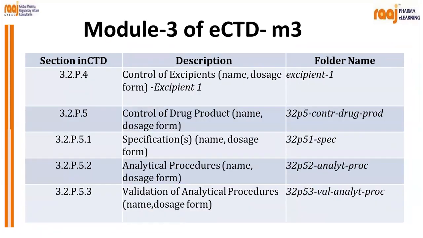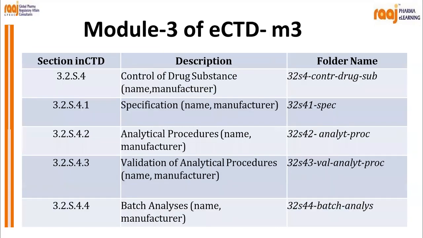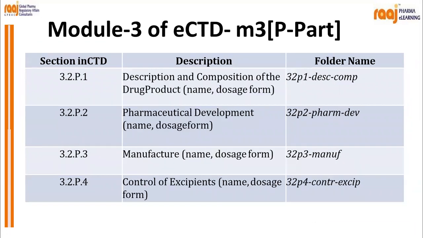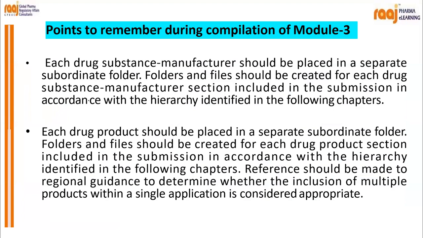So pretty clear. Now again I am repeating this, Module 3. Module 3 is divided into drug substance and drug product. Under drug substance there is S1, S2, S3, S4 up to S7. Under P it is P1 to P8. Then there is the regional section, that is 3.2.A and 3.2.R. So these are the four sections required to compile your data as per Module 3.